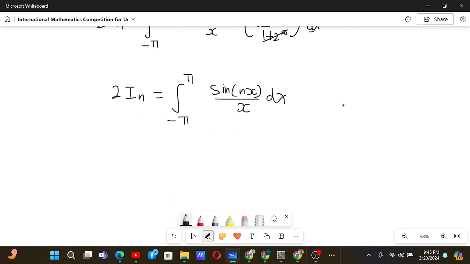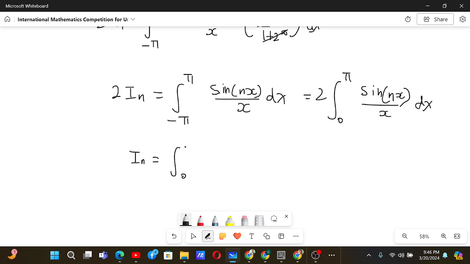And now since we know that this expression over here is even, we can write this as 2 times the integral from 0 to pi of sine of nx by x dx. Now the 2s cancel each other out, so we get I of n is equal to the integral from 0 to pi of sine of nx by x dx. Now how do we proceed further?